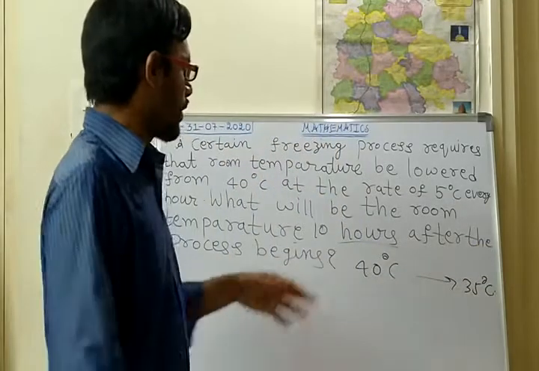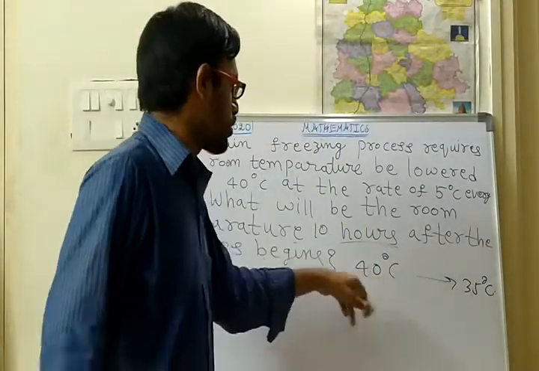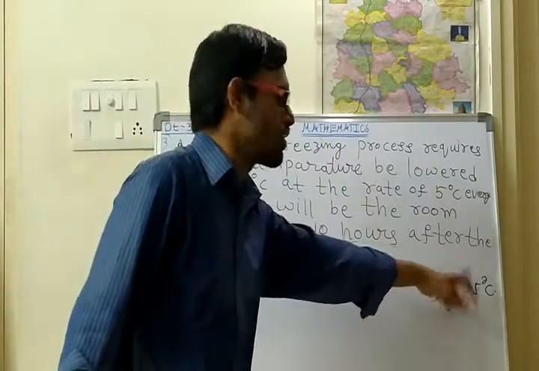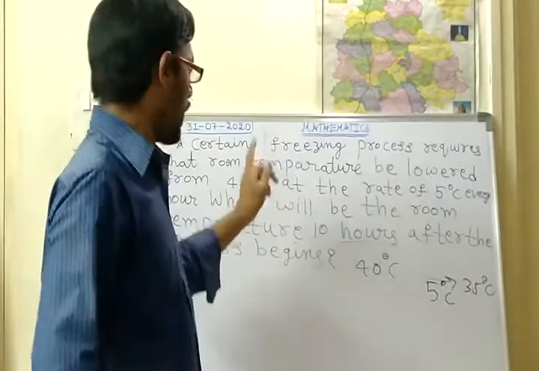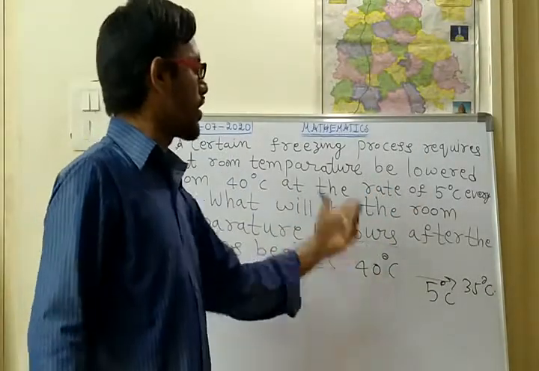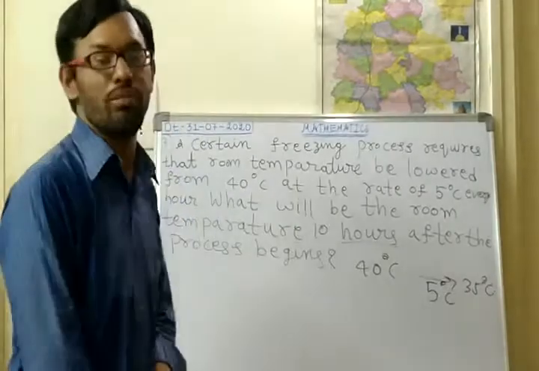That means how much has it decreased? 5 degrees centigrade it has decreased. 40 minus 5 is 35. Like that, after 1 hour it is 35. Like that, after 10 hours how much will it be, he is asking.